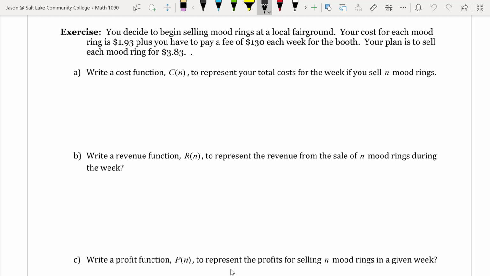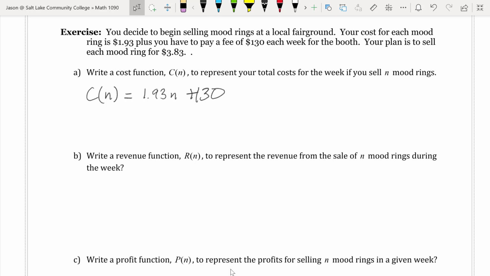Write a cost function to represent your total costs for the week if you sell n mood rings. Okay, so our cost function, the cost as a function of the number of rings sold, is going to be the cost to us for each ring, and that's $1.93, plus our fixed costs of $130.